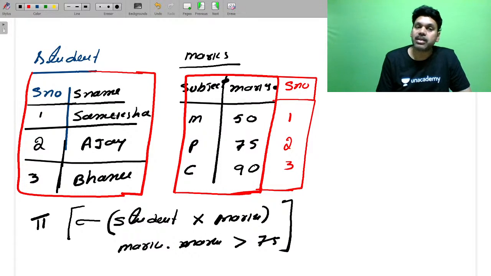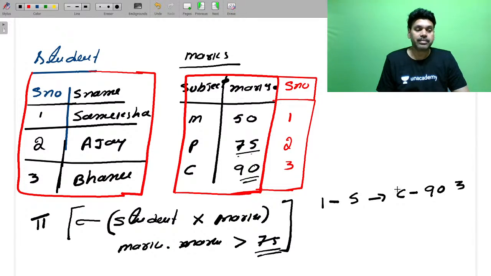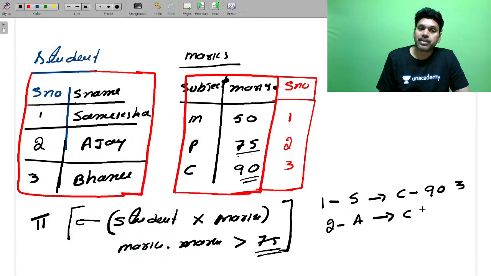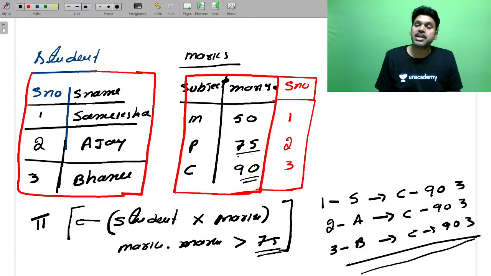First, 1 Sameksha, and it is checking maths 50. Here I am asking that your marks must be greater than 75. So 1 Sameksha with that is not possible, but 1 Sameksha with chemistry is possible. Then what are we going to get? We are going to get a result that 1 with Sameksha and chemistry and 90 and 3. Now you look at the same. 2 Ajay also same story: chemistry and 90 and 3, and 3 is also same story. You will get 90 and 3. So a non-redundant tuple set only you are able to generate. There is no duplicity among them.